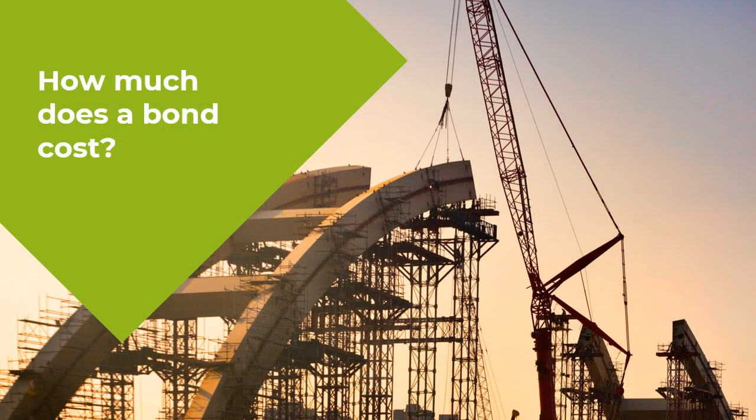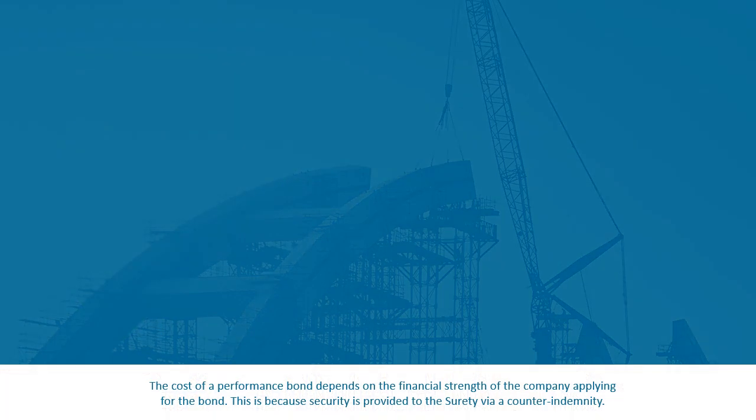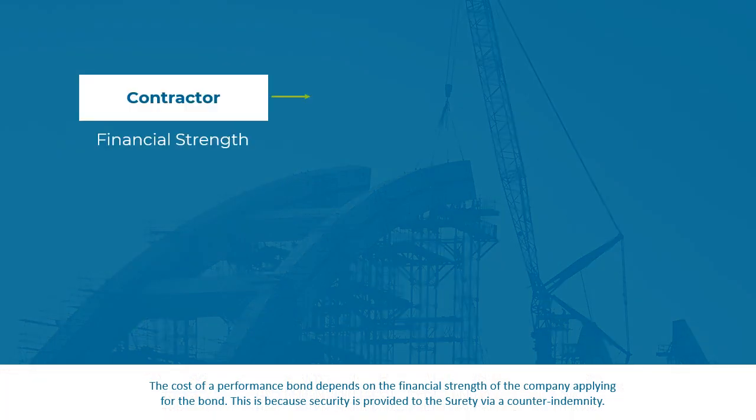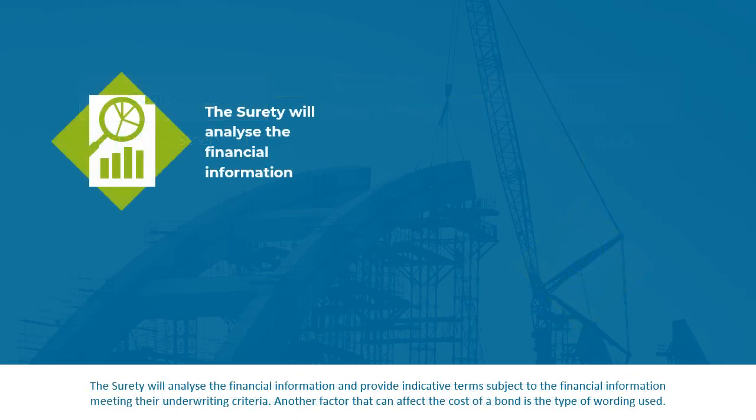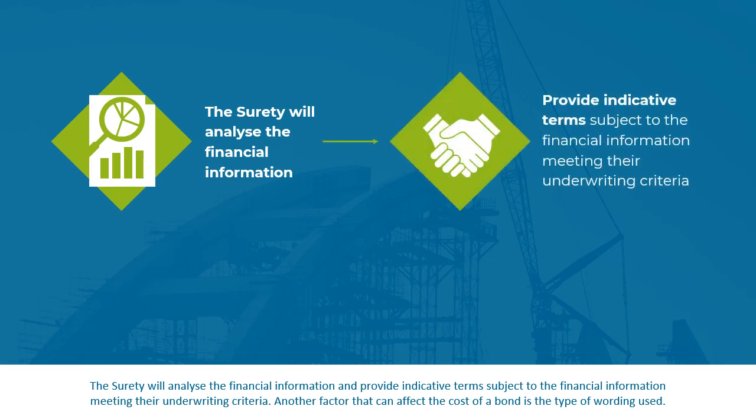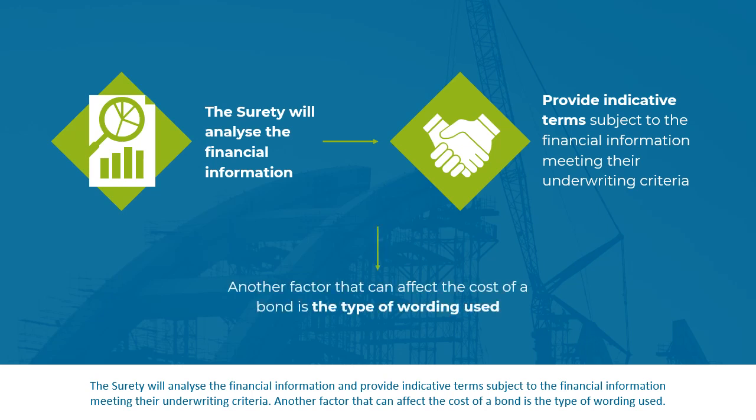How much does a bond cost? The cost of a performance bond depends on the financial strength of the company applying for the bond. This is because security is provided to the surety via a counter indemnity. The surety will analyse the financial information and provide indicative terms subject to the financial information meeting their underwriting criteria. Another factor that can affect the cost of a bond is the type of wording used.